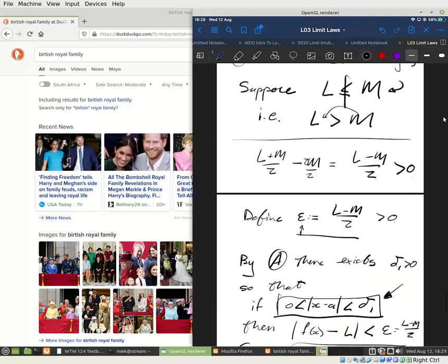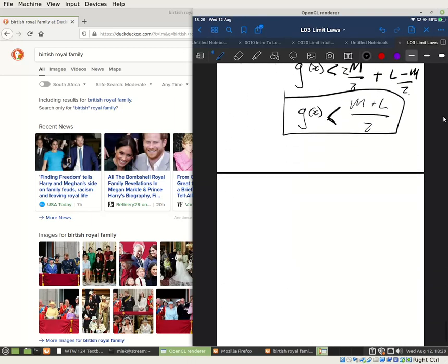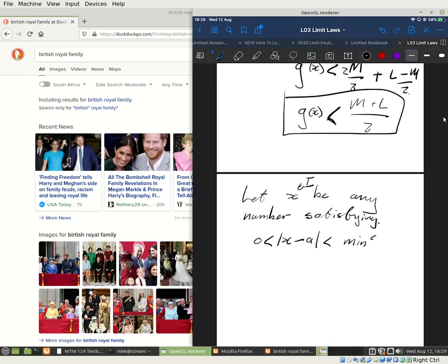That is what we have there. And now to obtain a contradiction, we just say let x be any number in I satisfying the following: 0 is less than the absolute value of x minus a is less than the minimum of delta 1 and delta 2.